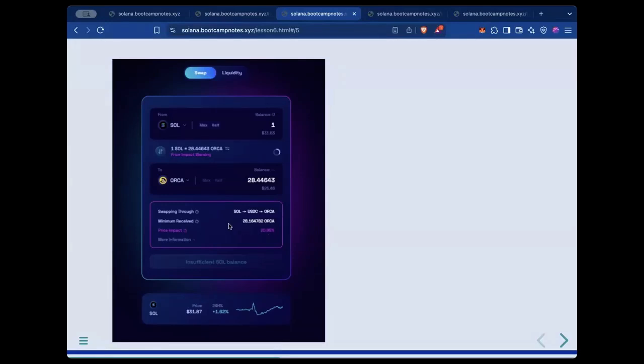The other thing to see here is that the way that these exchanges do the swaps has increased in complexity as well. So this one, for example, I've said I want to provide Sol and I'm going to get back Orca, but in order to do that, the exchange has worked out an optimal way of doing that, which involves first of all swapping Sol for USDC, a stable coin, and then swapping that USDC for Orca, and that would give a better yield.